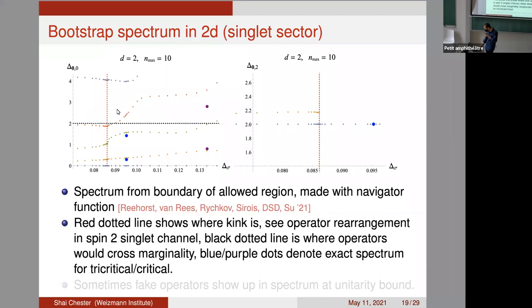Okay, so let's go slowly with these plots. First of all, both of these plots were made with nmax 10. That means they're slightly less precise than the upper bound plot I showed you before, and that's simply because it's a work in progress. We haven't had time to make the nmax 14 ones yet.